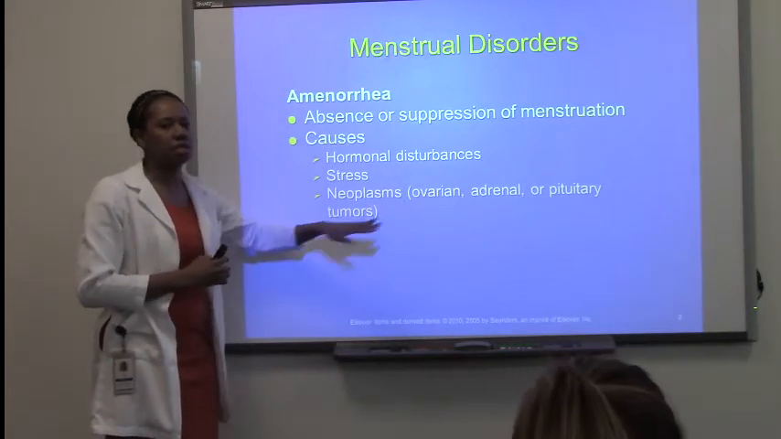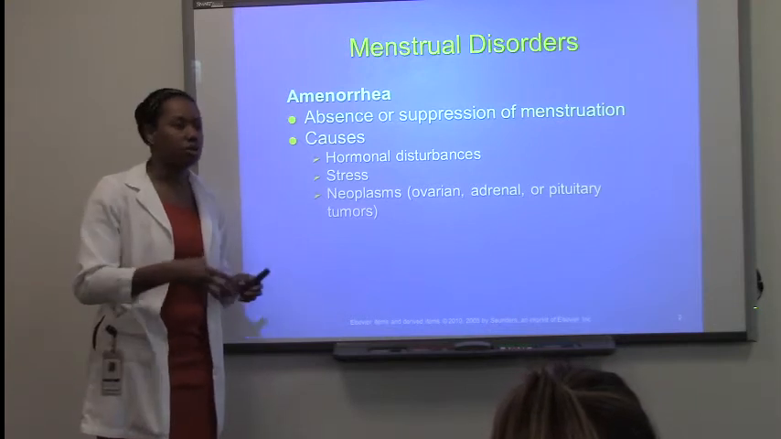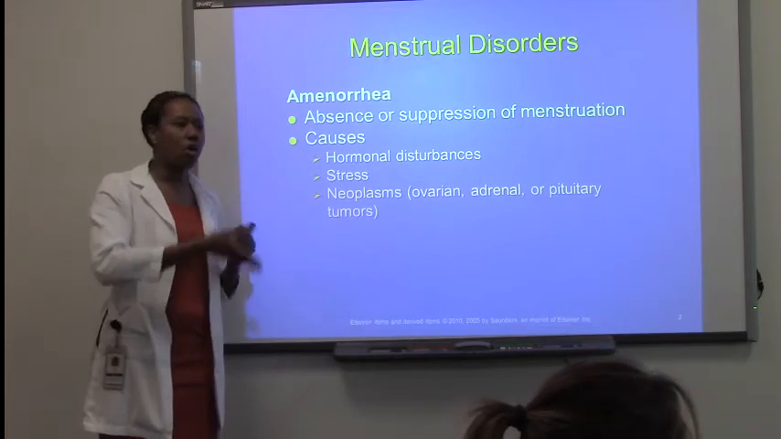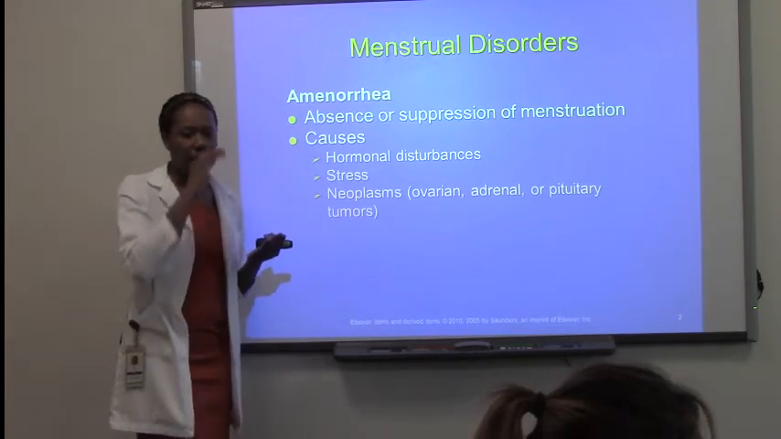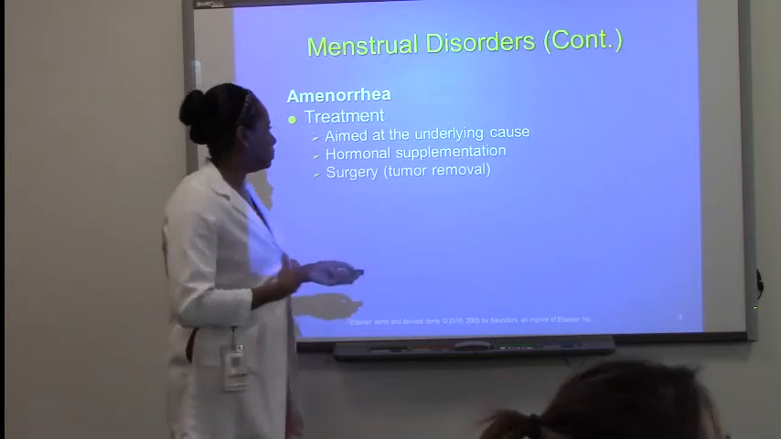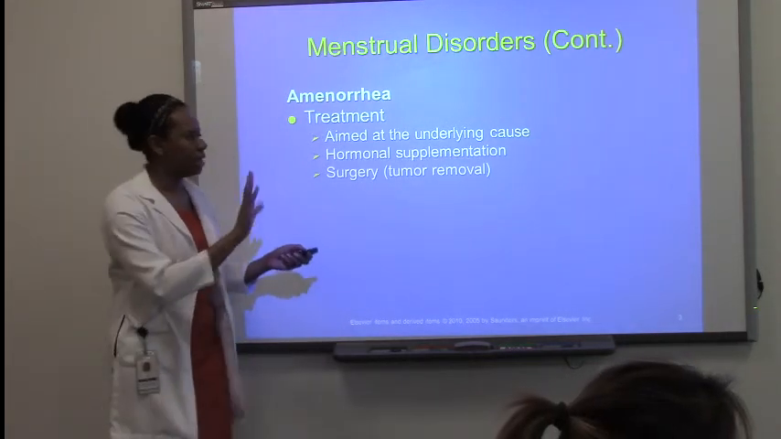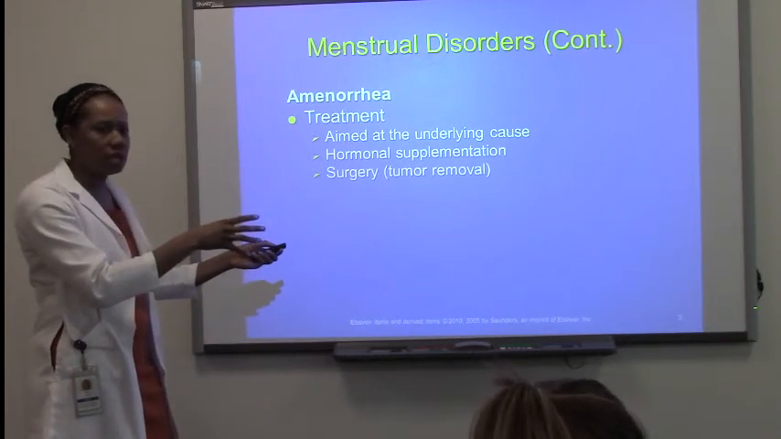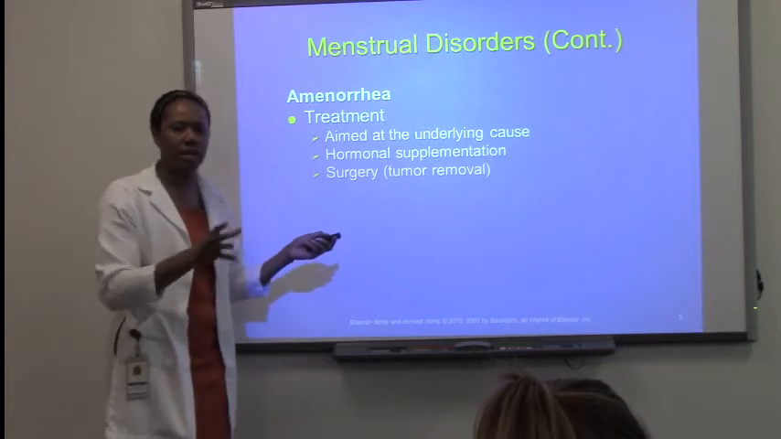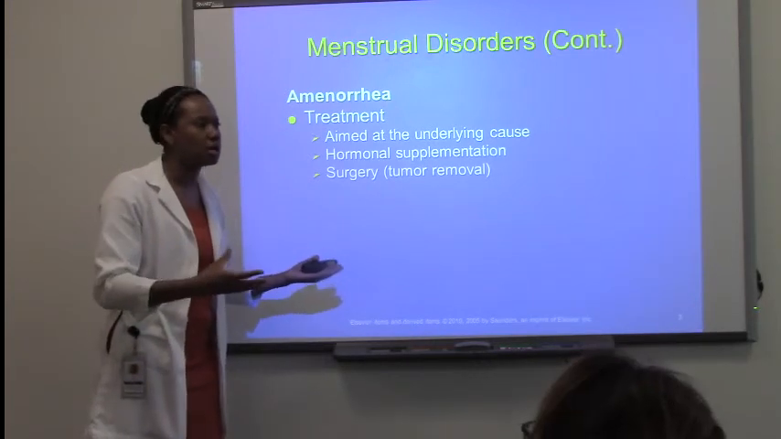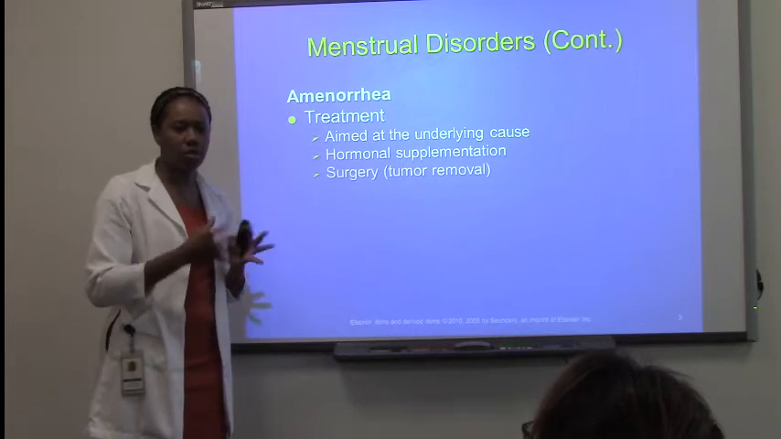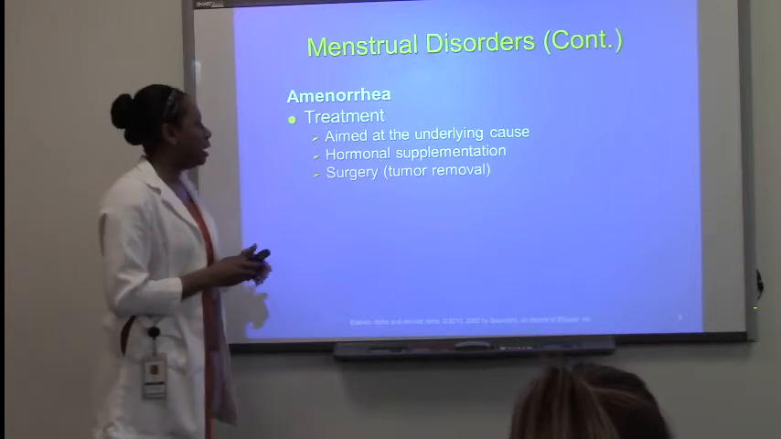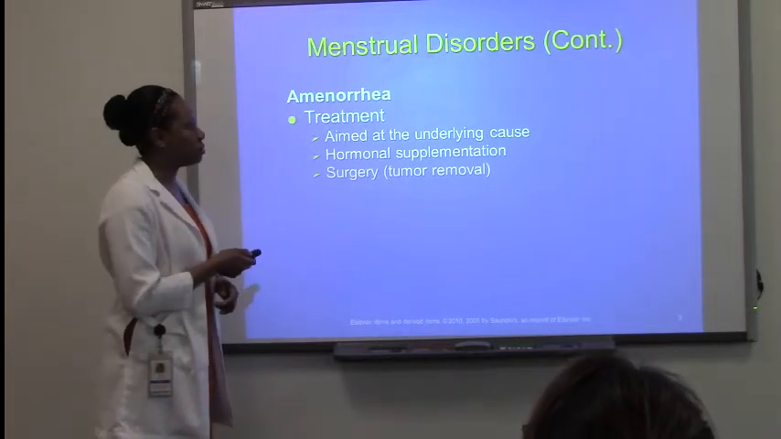They say neoplasias can also do this, so obviously, yes, if there are certain tumors, ovarian tumors or any type of reproductive tumor, it can also offset the hormone level, okay? Treatment is aimed at the underlying cause. Hormonal supplementation, so as most females in the class know, sometimes birth control pills are given to have the cycle regular or to bring it on, or what have you, because again, this is a hormonal situation. And surgery, if it is a tumor situation.